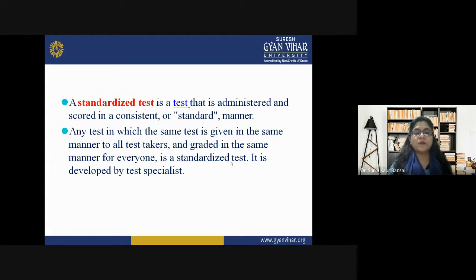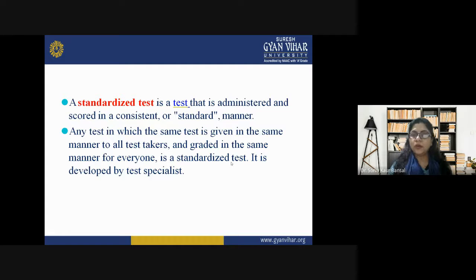It is developed by test specialists. Just make it very clear, students, that when we are talking about a particular test which is given to sample A and later on given to sample B, the manner in which the test is provided to them will be the same.